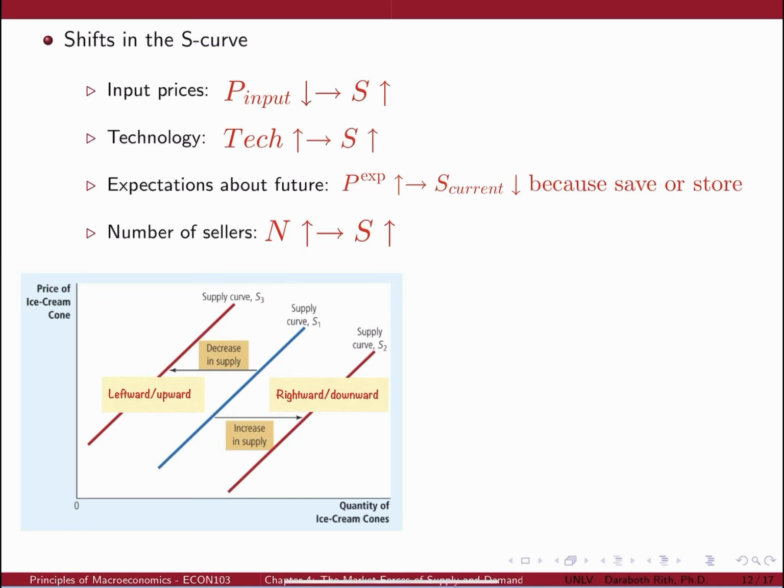Therefore, if there is an increase in supply, the supply curve will shift rightward or downward. But if there is a decrease in supply, the curve will shift leftward or upward. Here you need to understand the terminologies and directions correctly.